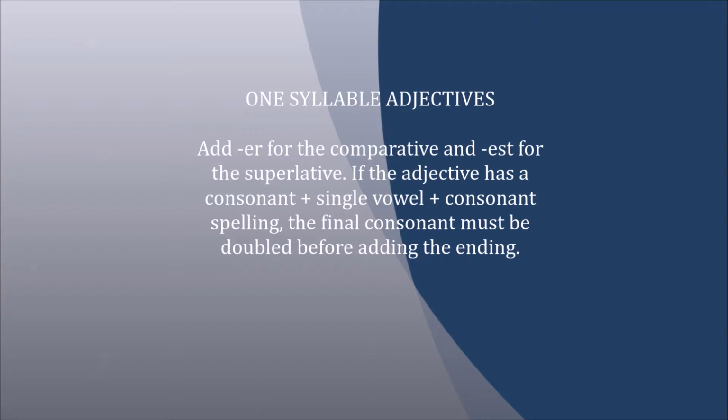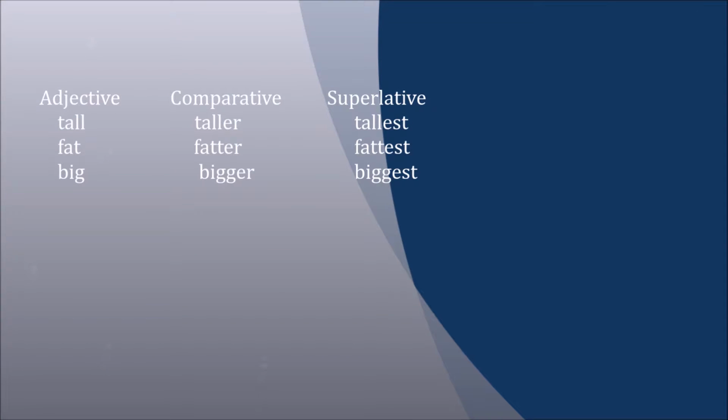One-syllable adjectives. Add er for the comparative and est for the superlative. If the adjective has a consonant plus single vowel plus consonant spelling, the final consonant must be doubled before adding the ending. For example, adjective tall, comparative taller, superlative tallest. Adjective fat, comparative fatter, superlative fattest. Adjective big, comparative bigger, superlative biggest.